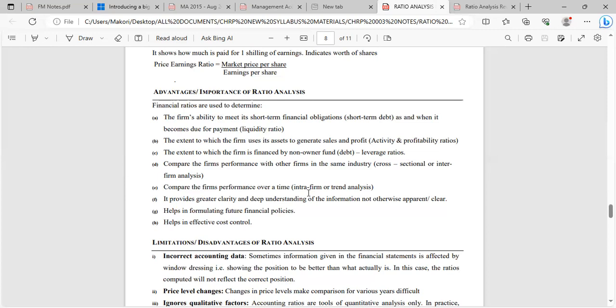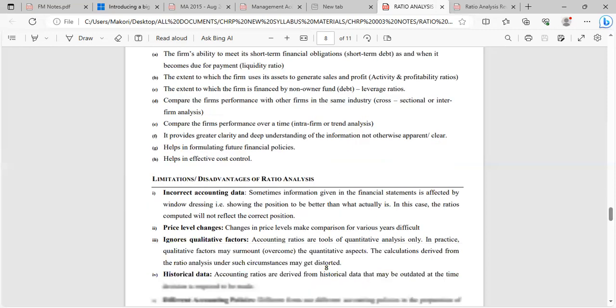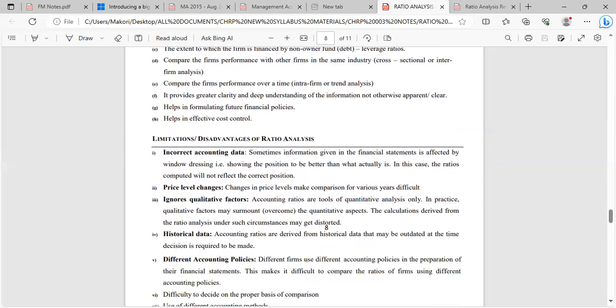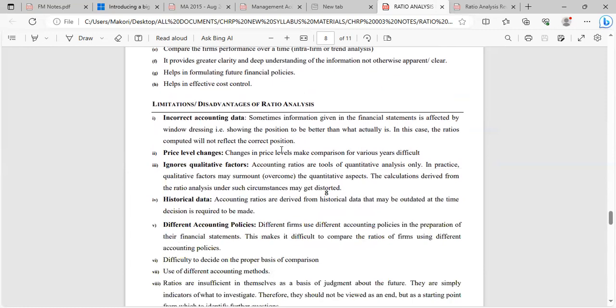It provides greater clarity and a deeper understanding of the information in the financial statements. Once you calculate the ratios, you get a deeper understanding of what those profit figures mean. It helps in formulating financial policies, and also it is an effective cost control measure. Limitations or disadvantages: sometimes you can calculate ratios using incorrect accounting data. If their financial statements are wrong, then it simply means that even your ratios are going to be wrong. So that is one of the limitations.